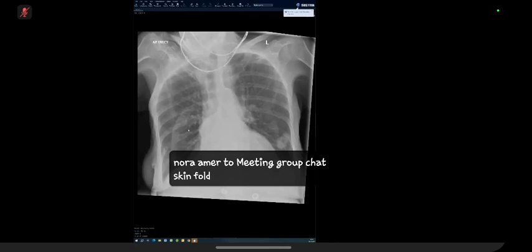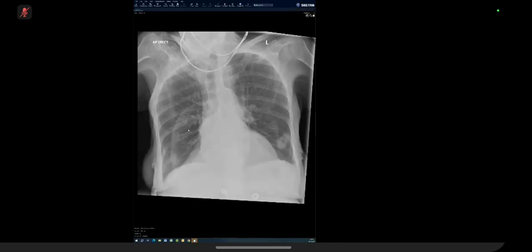Come out. Oh, okay. So sort of a subcutaneous lesion. Yeah. Okay. Why do you call it a lesion? Subcutaneous opacity. Oh, okay. Is it a skin fold? Yes. Okay. Moving on.